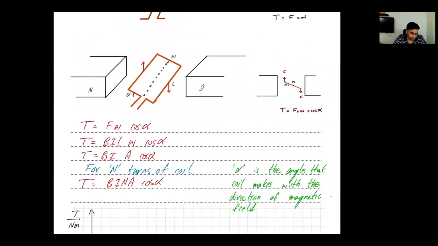So we do understand that this is going to be F times W times cos alpha. And we recall the formula from the previous class of the force on a straight conductor in the magnetic field, which is F equals BIL. So I replaced F by BIL, and then I recall that L is the length of the coil, W is the width of the coil. That gives you the area of the coil. You can identify L times W as A.